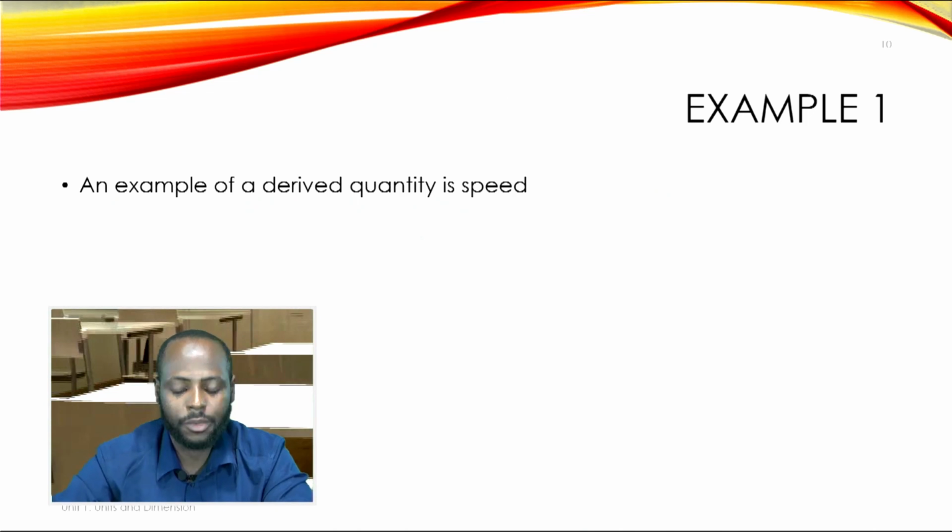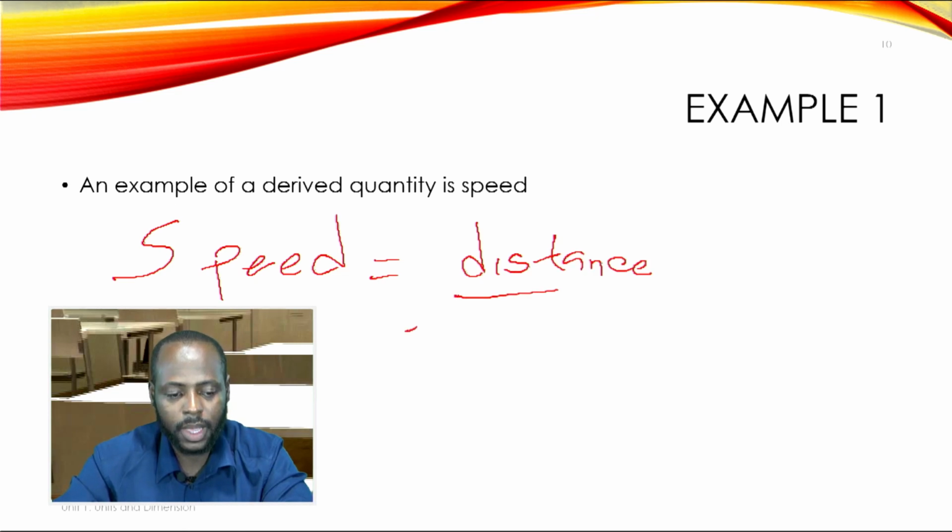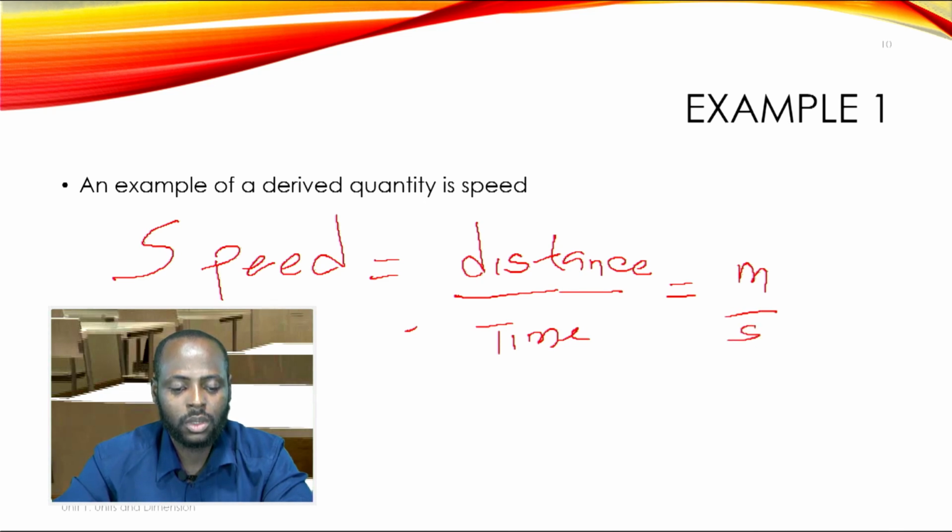An example of a derived quantity is speed, and speed is defined as the change in distance divided by time. Distance has a unit in meters, and time has a unit in seconds. So the base quantities here are what? Length divided by what? Time, and their units are meters and seconds.